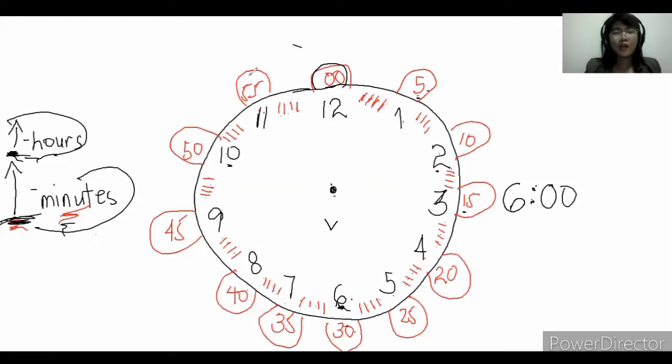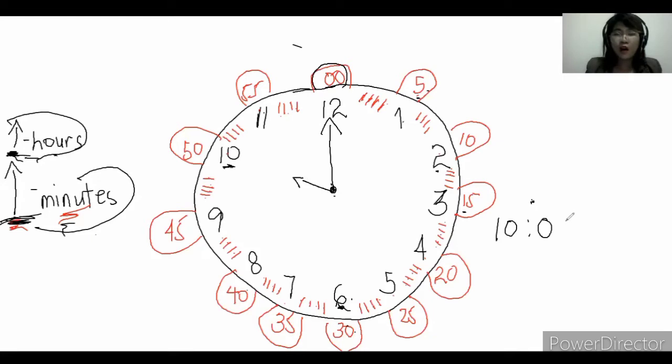Another example. Okay. When the short hand points to number 10 and the long hand points to number 12, it is 10 o'clock. Okay, 10 o'clock.